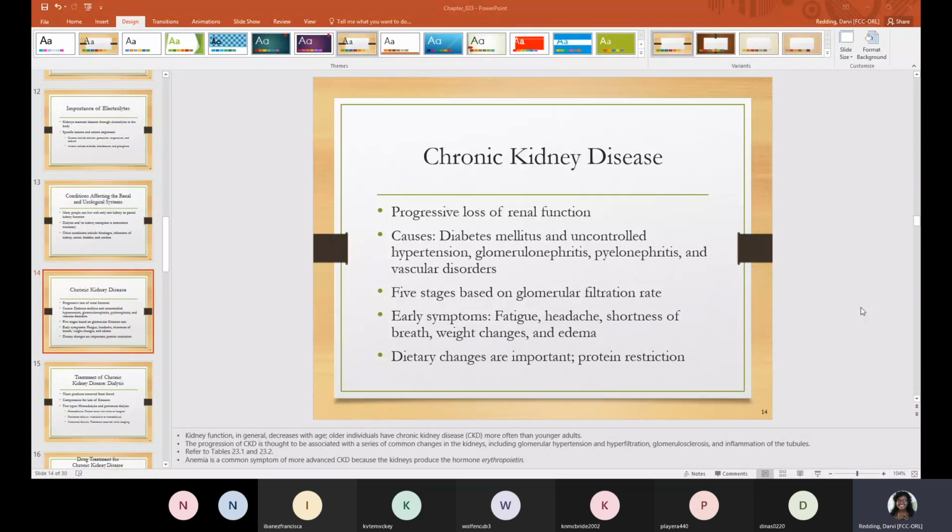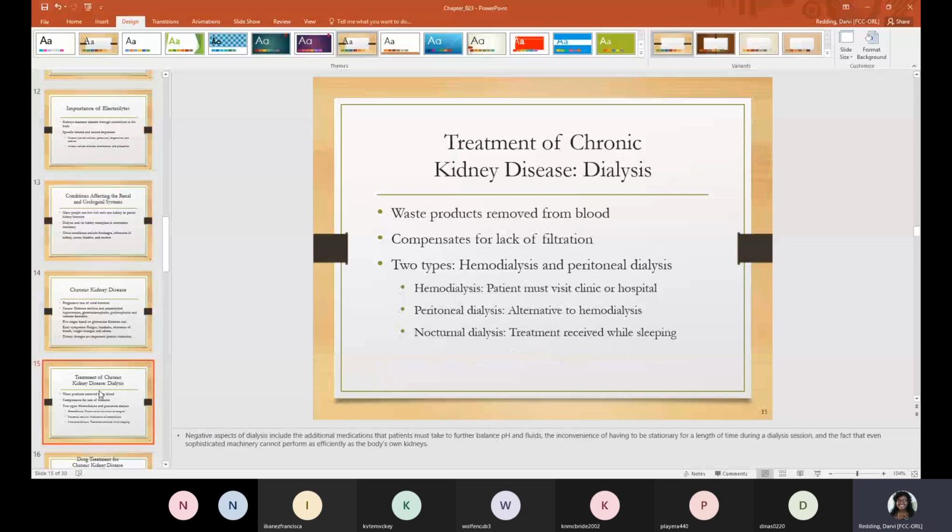Now, the progression of CKD is thought to be associated with a series of common changes in the kidneys, and this could include glomerular hypertension, hyperfiltration, as well as inflammation of the tubules. For more information on this, you can also refer to table 23.1 as well as 23.2. So we talked about what CKD, basically chronic kidney disease, is. Next, we'll learn about some of the treatment for CKD.